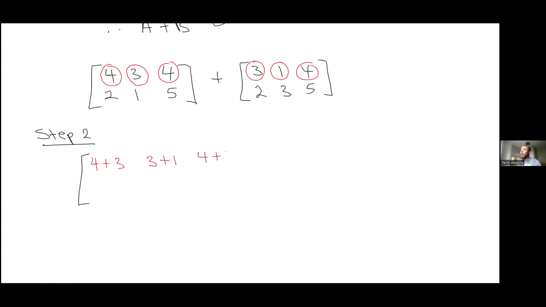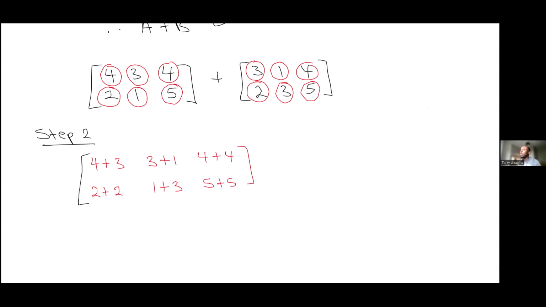The next one, we have 2 and 2, so give us 2 plus 2. The next one will be 1 and 3, that will be 1 plus 3. And the last one is 5 and 5, and give you 5 plus 5. Okay, so we've done that.